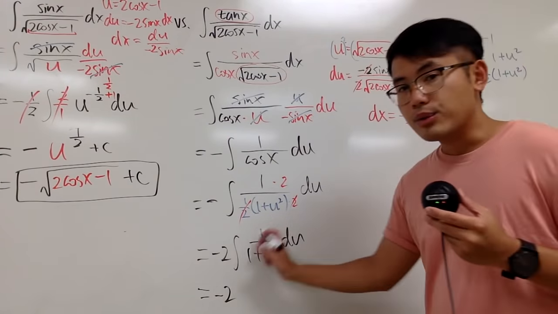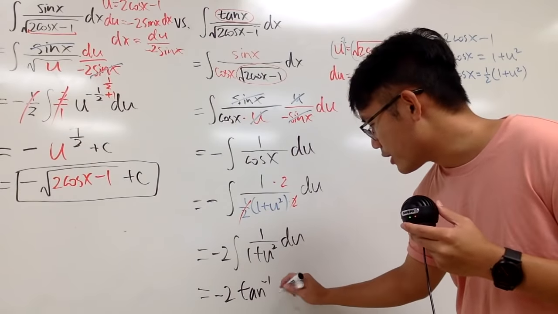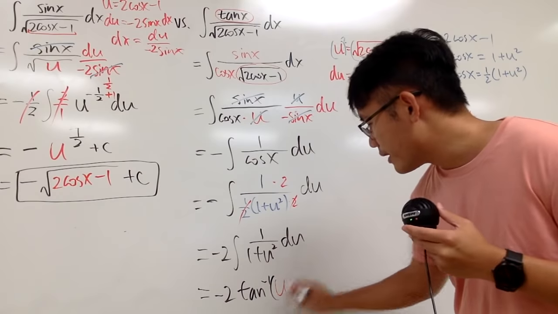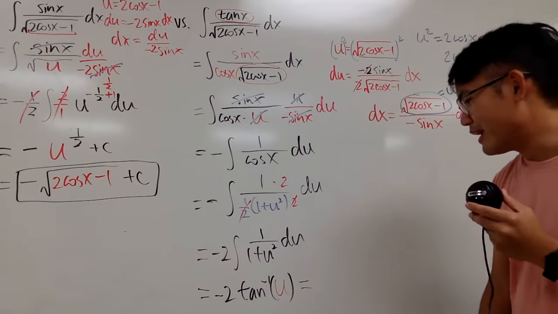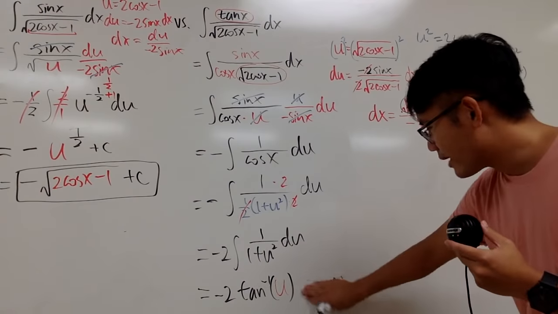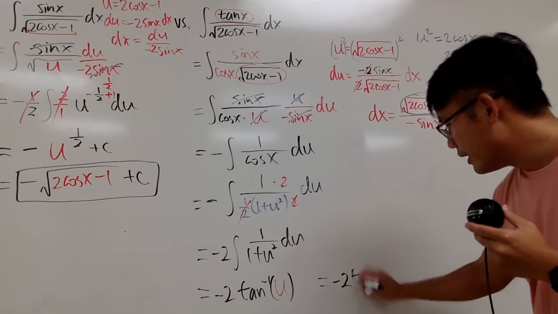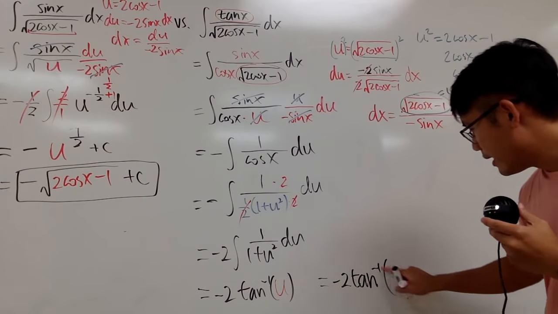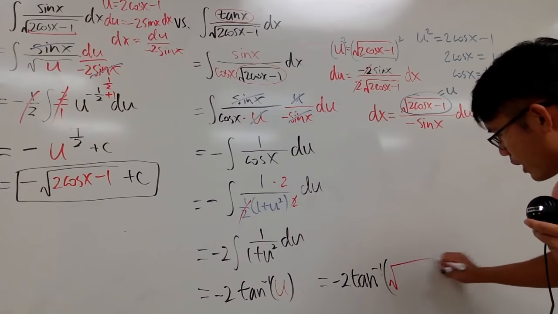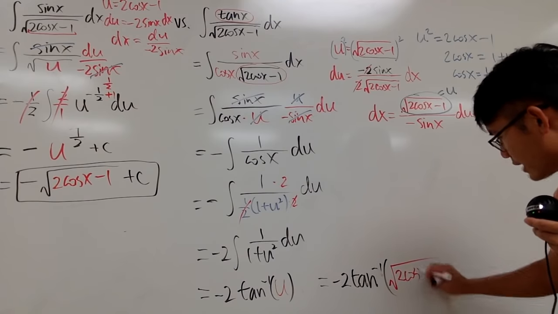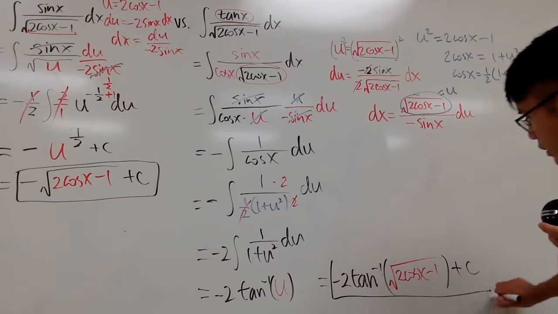And the answer to this part is the inverse tangent. And we are talking about the u, so let's put on the u. And lastly, I will just put the u back to the x world. So this right here is the same as saying negative 2 inverse tangent. And I will open a parentheses. And the u is square root of 2 cosine x minus 1. And we are all done. So let's put down plus C right here.